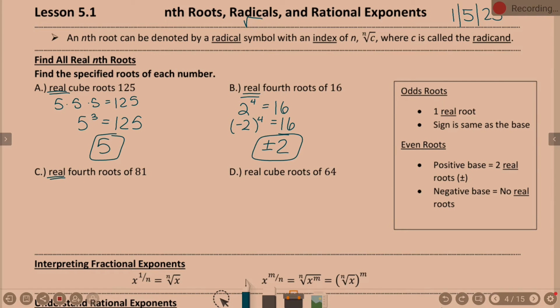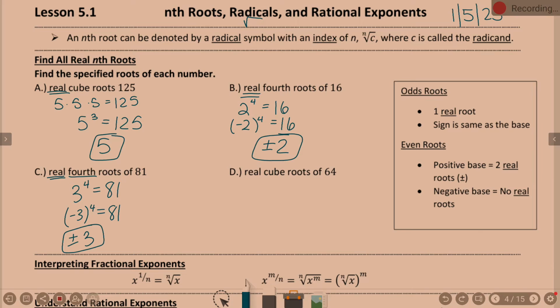Plus or minus 3 times, since we're talking fourth roots, 3 times 3 to the fourth is 81. And 3 to the negative 4. I know what he meant, but he sure didn't say it right. When we're working with these even powers, you can raise a negative to an even power, and it goes back to a positive. And so my real fourth roots here are plus or minus 3.